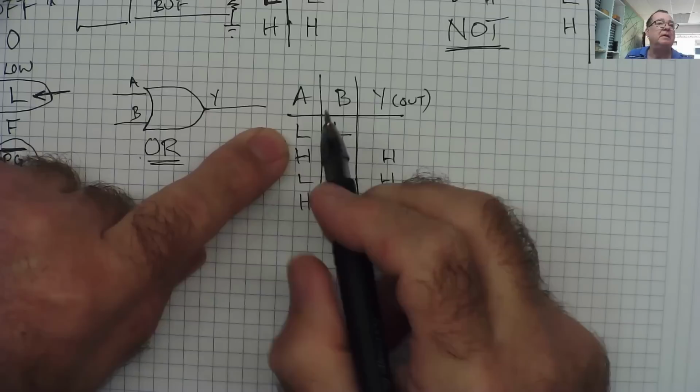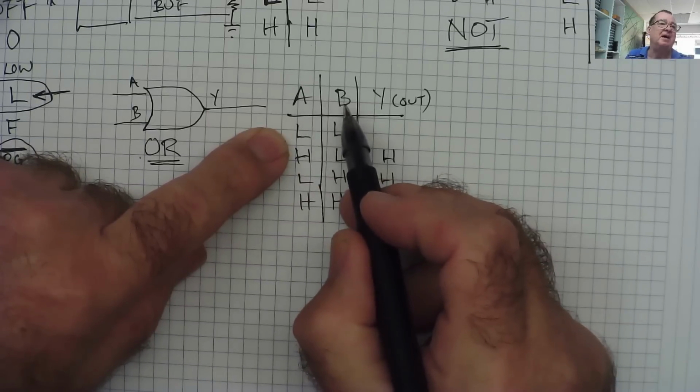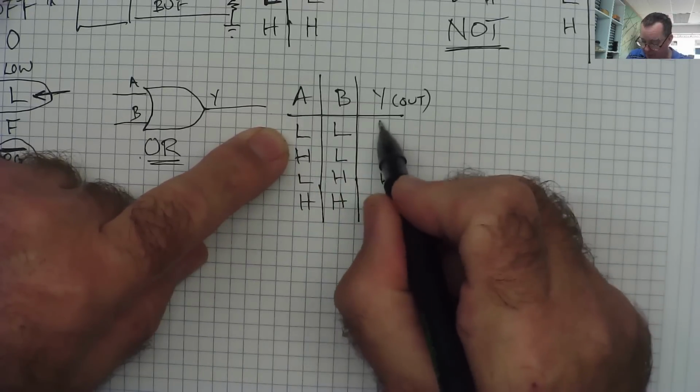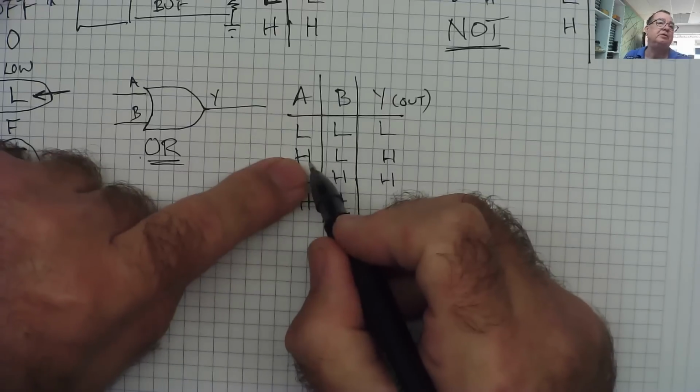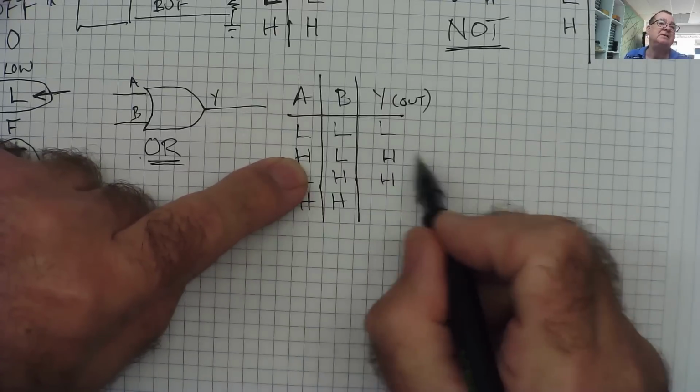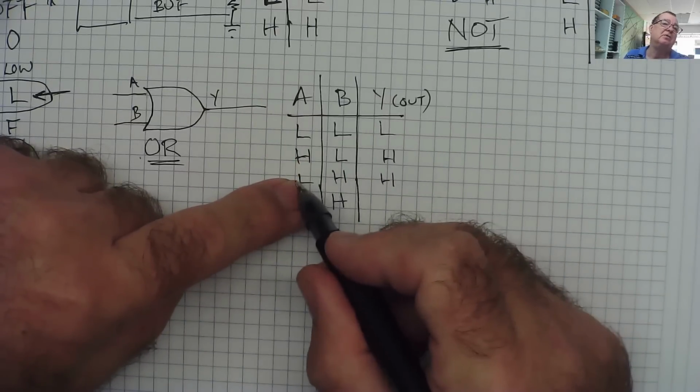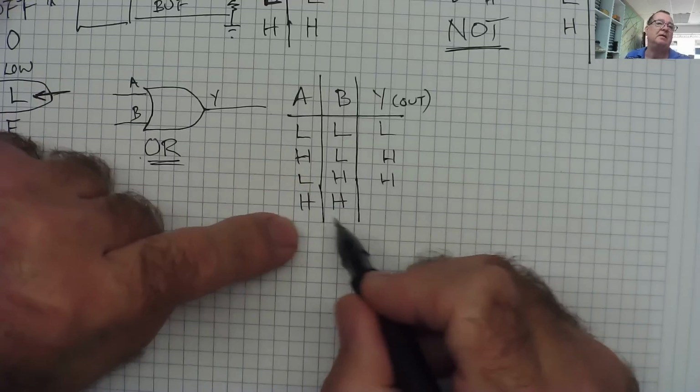On this one, is this high or is this high? No. The output will be low. Okay? We've already done it. Is this high or this high? Yes, this is high, output high. Is this high or this high? Yes, this is high, output will be high.